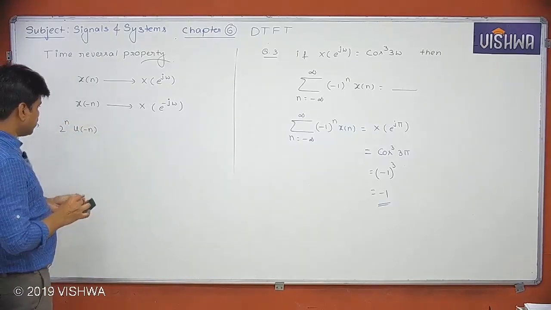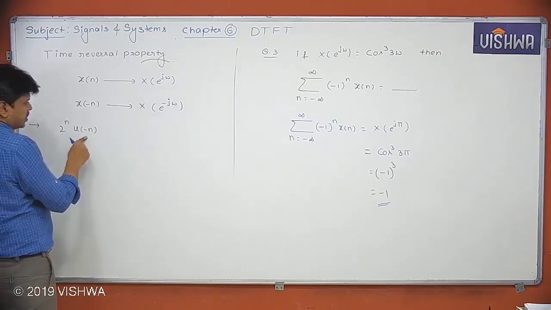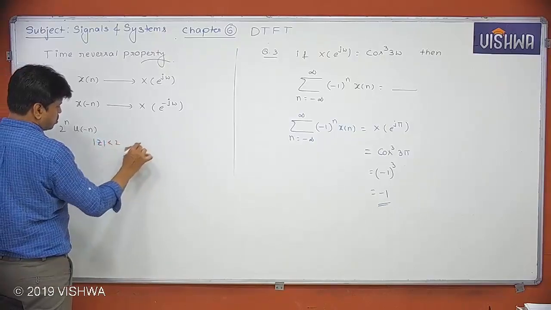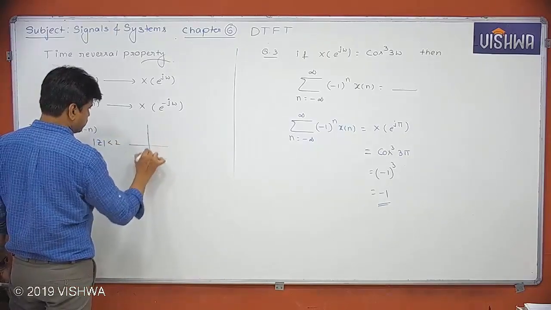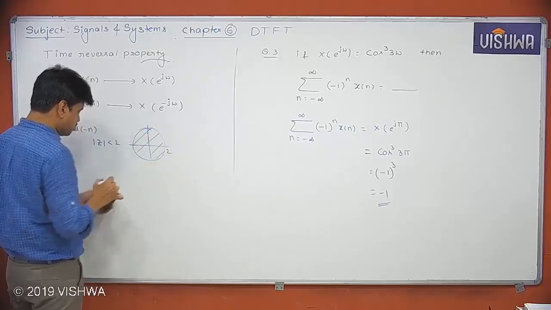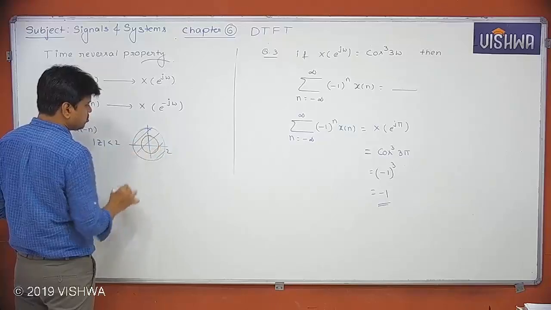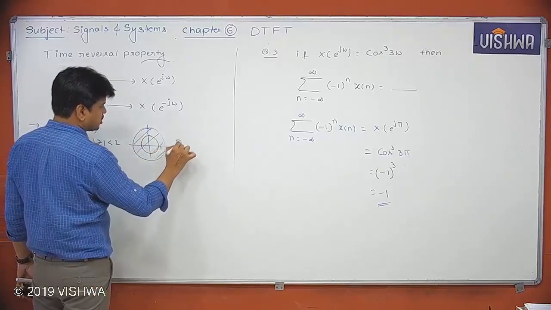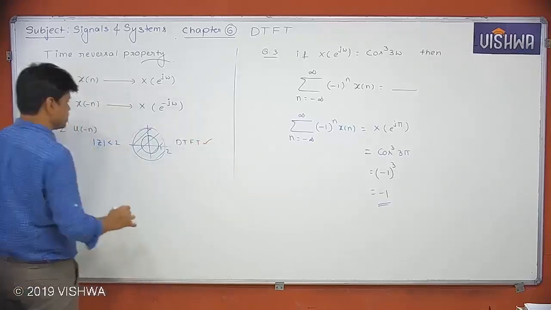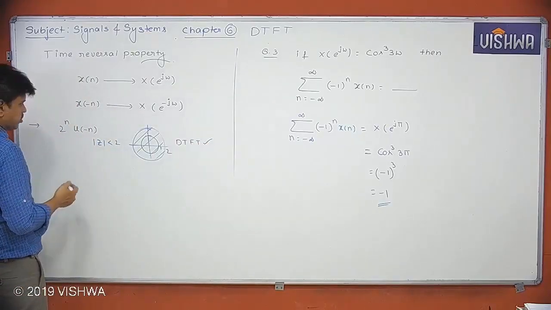For this, first of all, does the DTFT exist or not? Let's see. Here the pole is 2 and it is a left-sided signal, mod z less than 2. So it is going to look like this. Pole 2, this is the ROC. Where is the unit circle? The unit circle is present here. So definitely the DTFT exists.